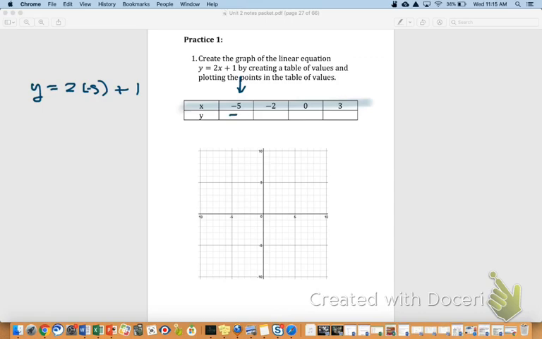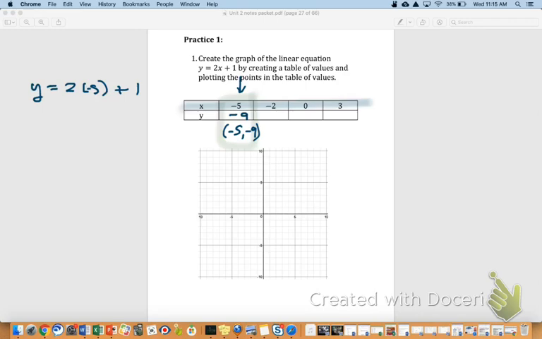Yep. Okay, so what I want you guys to take away from this is this. This column right here that I'm highlighting in green, the fact that x is -5 and y is -9, means the point -5, -9 is on my line. So I turn to the graph and I try to find this.